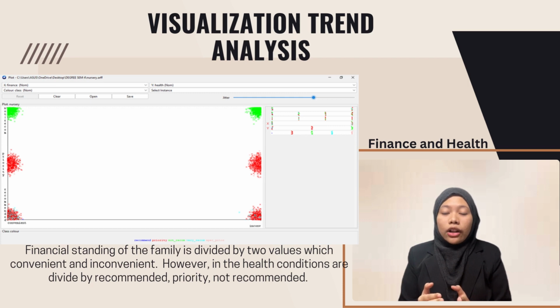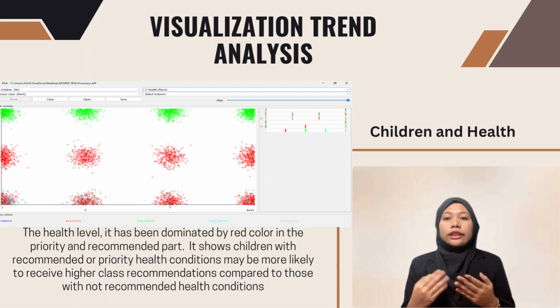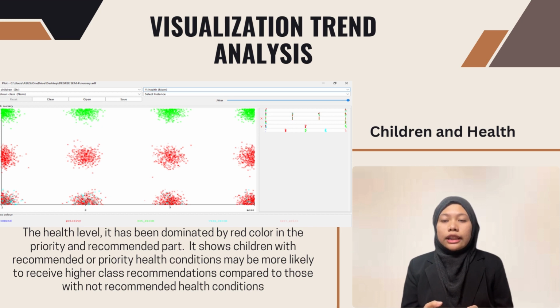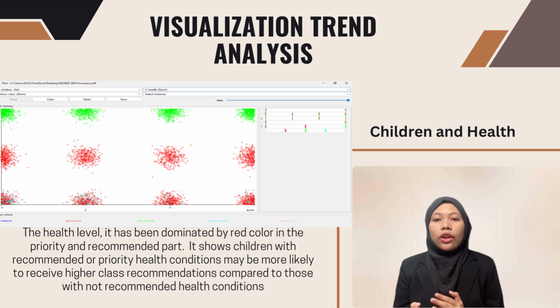to higher class recommendation. However, for the children and health level, it shows children with recommended or priority health condition may be more likely to receive higher class recommendation compared to those with not recommended health condition, whereas from number 1 to 4 shows that their priority level is high. It can be assumed that the number of children in the family may impact the available resources or the ability to provide necessary support for nursery education, which could affect the class recommendation.